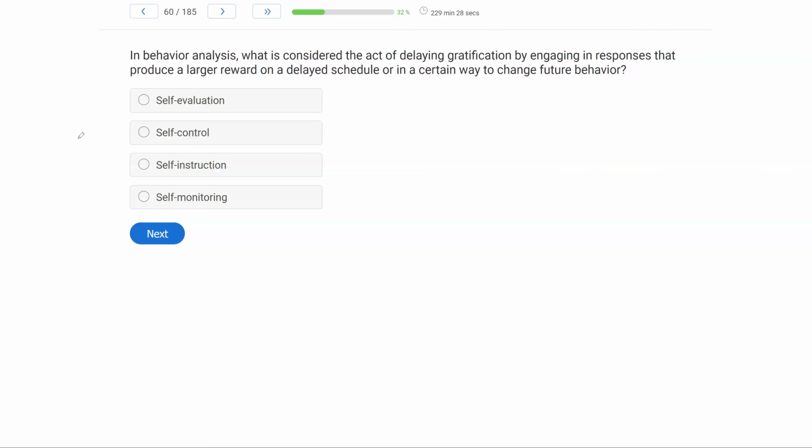And so when we're talking about self-management or self-control, we are talking about delaying gratification by engaging in responses that produce a larger reward on a delayed schedule. And when we talk about delaying gratification and then still engaging in responses on a delayed schedule, this is what we mean when we say self-control in ABA. Very straightforward definition question, but it's important that we are familiar with the idea of self-management and self-control and what we really mean when we say self-control or self-management.